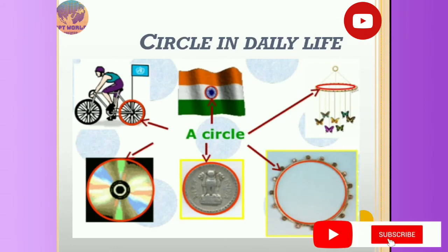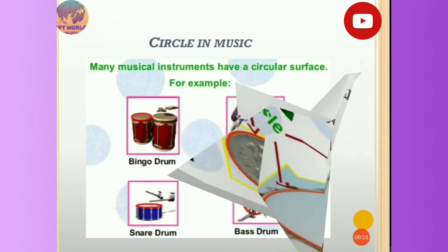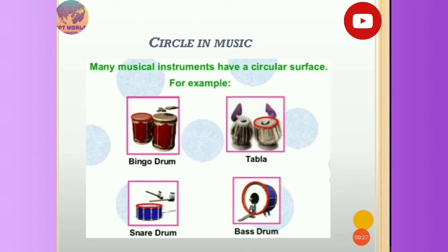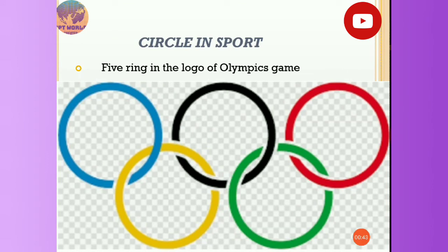Circle in daily life. We can see circles in the tire of a cycle, in a coin, in a CD, etc. Circle in music. Many musical instruments have circular surfaces, for example, tabla, bongo drum, snare drum, bass drum, etc. Circle in sport. Five rings in the logo of the Olympic Games.